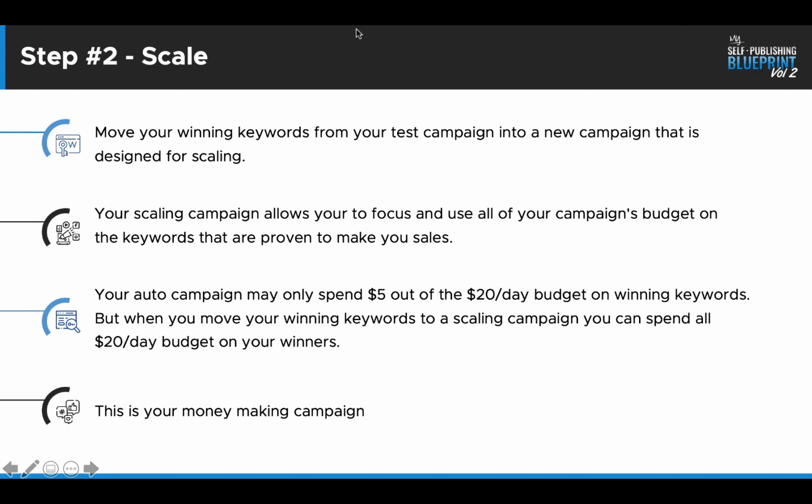Now, step number 2 is scaling. So we're going to move our winning keywords from your test campaign into a new campaign that's designed for scaling. A scaling campaign allows you to focus all of your campaign's budget on the keywords that are proven to make you sales. Your auto campaign may only spend about $5 out of the $20 per day budget on winning keywords. But when you move your winning keywords to a scaling campaign, you can spend all $20 a day on your winners. And this is essentially your money-making campaign.